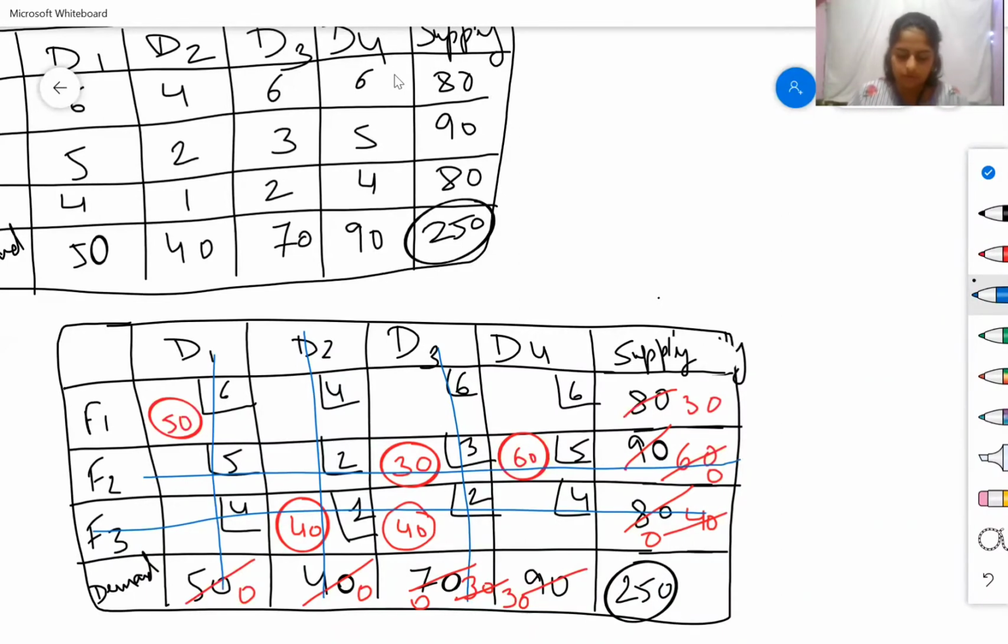Now only one is remaining, which is 6 in F1 D4. Now we have to allocate 30 here because we have demand remaining as 30 and supply also remaining as 30. And this becomes 0 and this also becomes 0. We cancel this row.